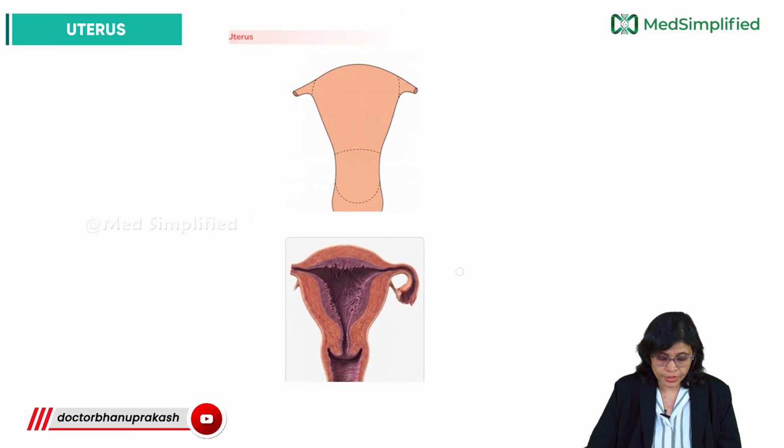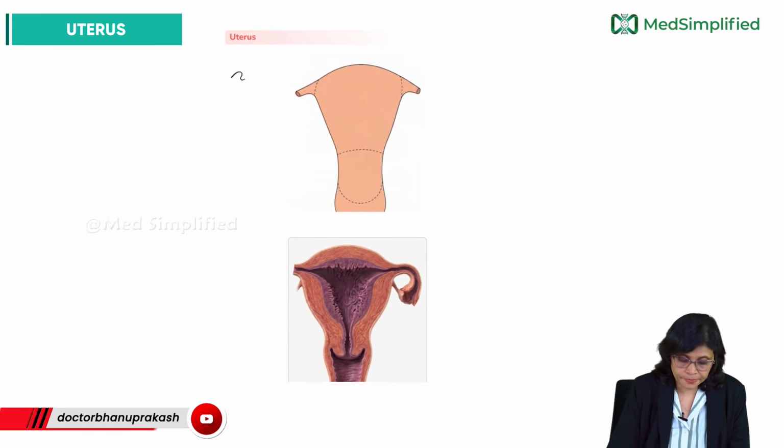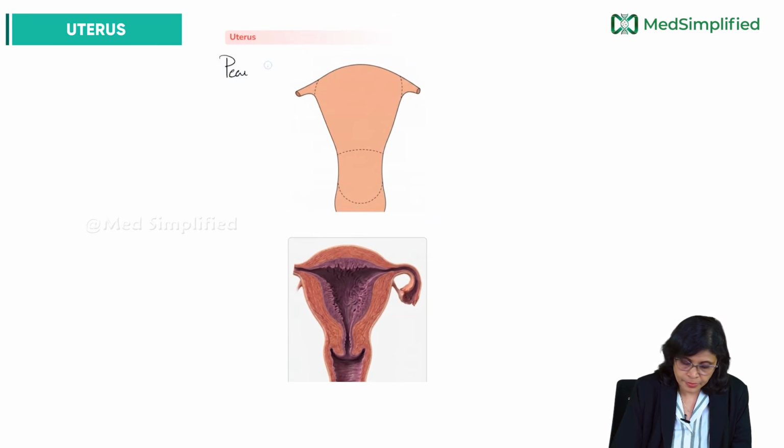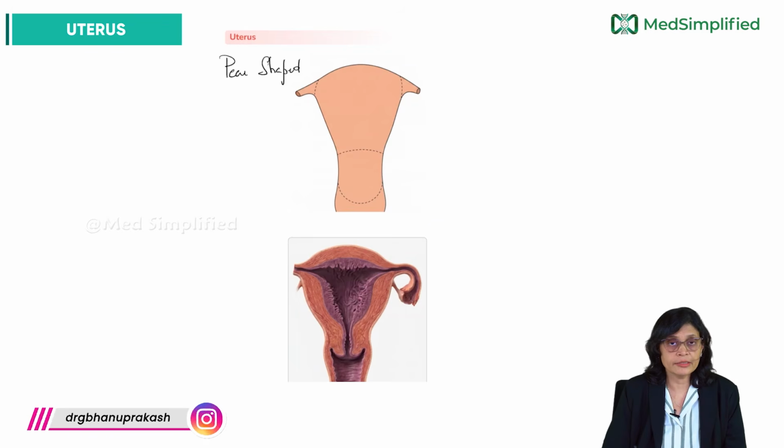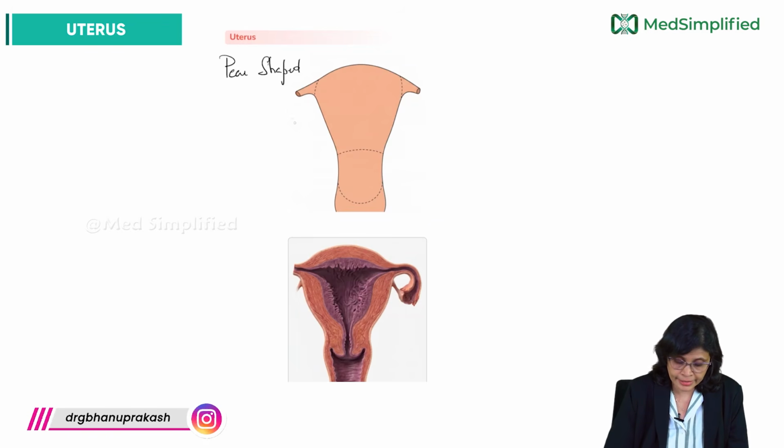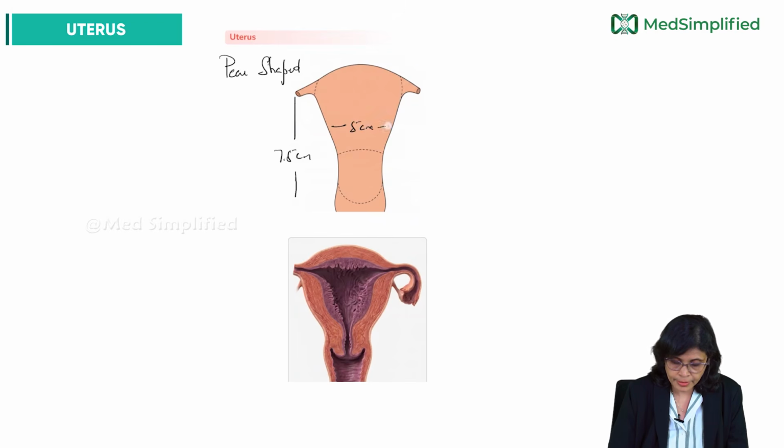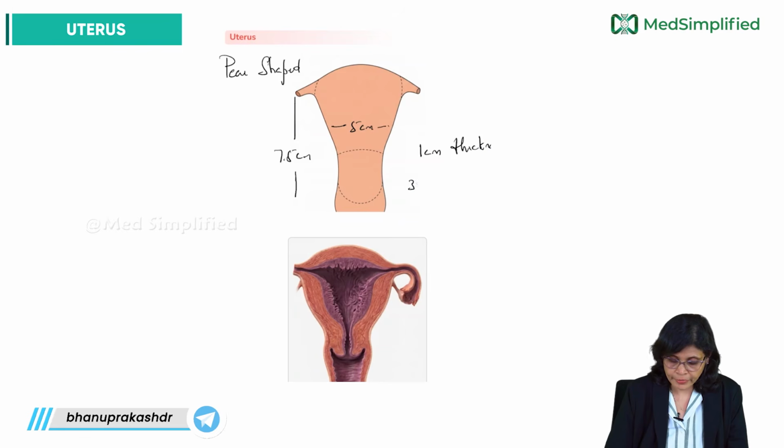If you see, the uterus is pear-shaped. When we see the measurements of it, in length it measures about 7.5 centimeters, in breadth about 5 centimeters, and in thickness about 1 centimeter, and it weighs about 30 to 40 grams.